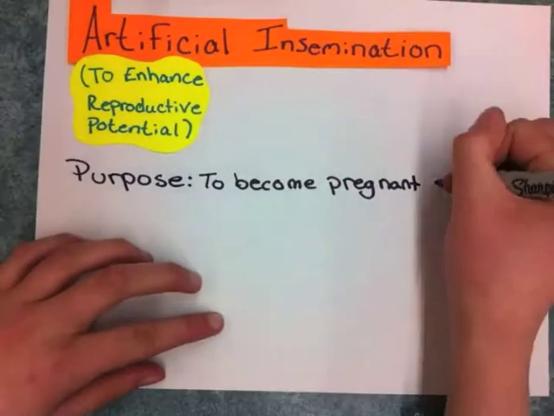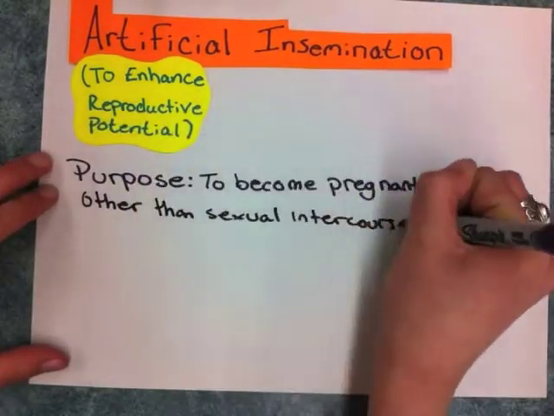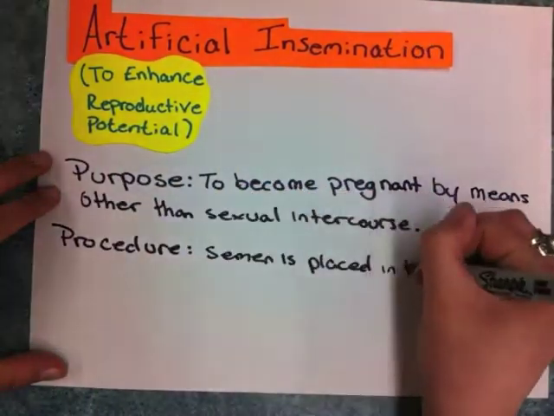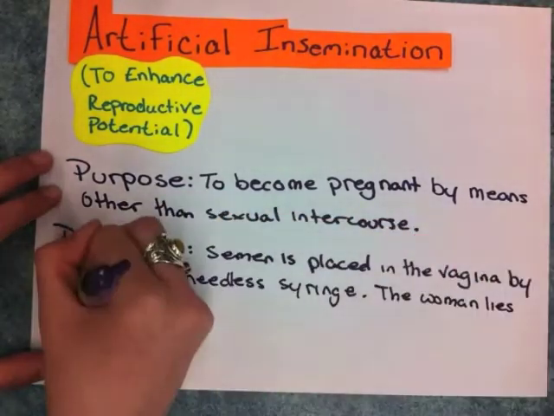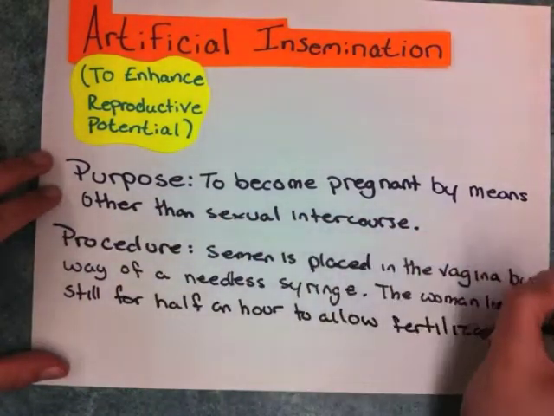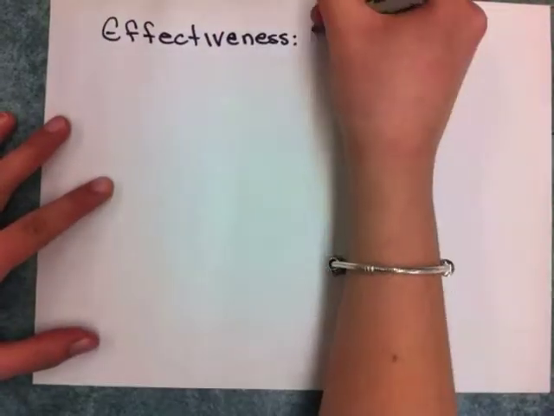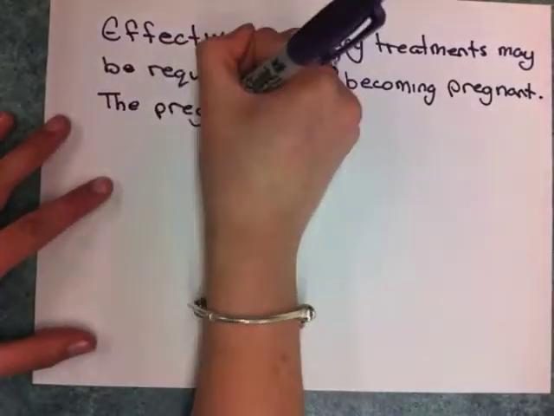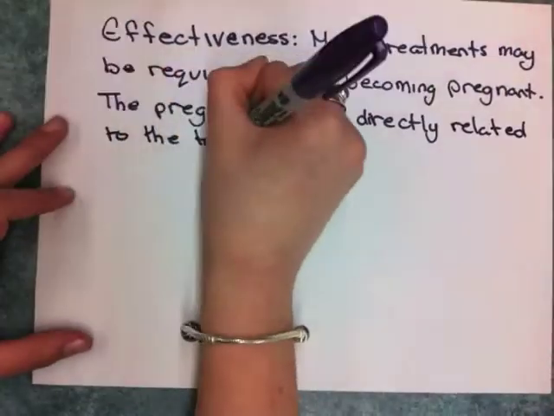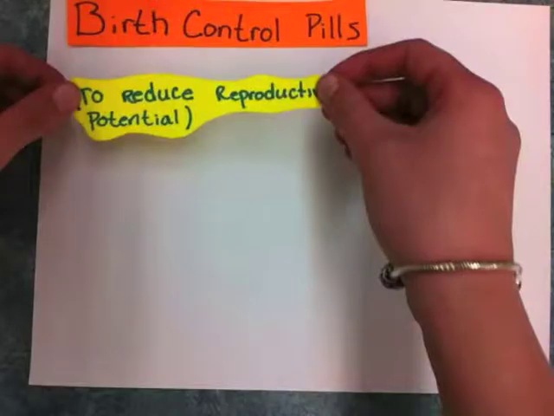Artificial insemination to enhance reproductive potential. The purpose is to become pregnant by means other than sexual intercourse. Procedure: semen is placed in the vagina by way of a needleless syringe. The woman lies still for half an hour to allow fertilization. Effectiveness: many treatments may be required before becoming pregnant. The pregnancy rate is directly related to the total mobile sperm count.